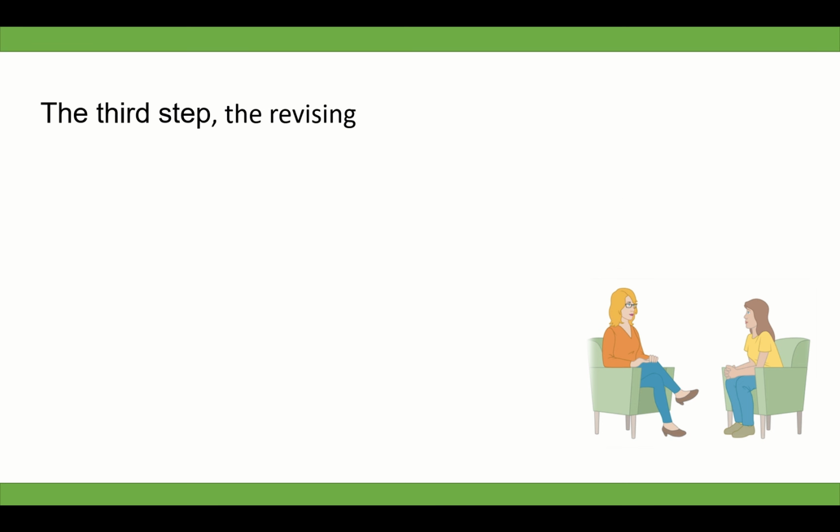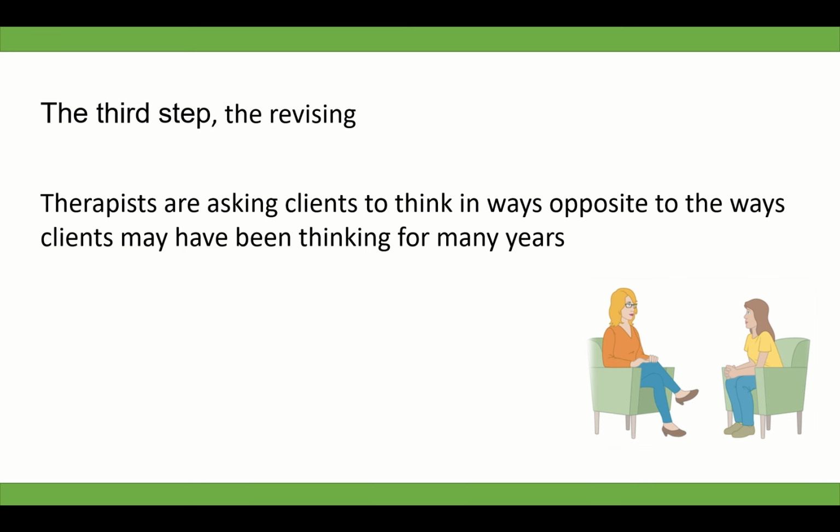And the last step is revising. After identifying and challenging the client's illogical thoughts, here comes the revising stage. Therapies are asking clients to think in ways opposite to the way they have been thinking for many years. For example, the client keeps on blaming herself because her birth is the death of his mother.